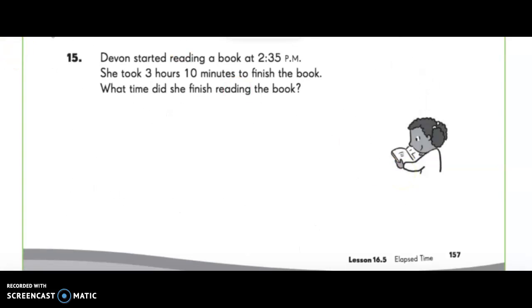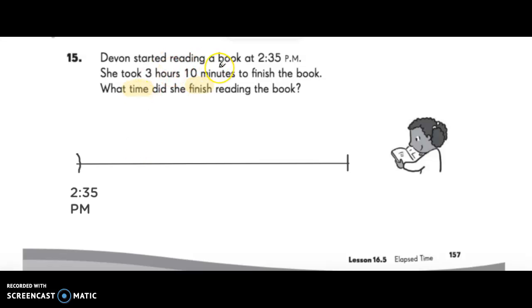Now for 13, Devin started reading a book at 2:35 p.m. She took 3 hours, 10 minutes to finish the book. What time did she finish reading the book? This should be an important word that if you were taking a test, you want to highlight. They're asking for a time and the finish time. So this means we're looking for the end time. We're going to start with our timeline. We need to go a total of 3 hours and 10 minutes. You get a little bit of freedom when you're finding that end time.